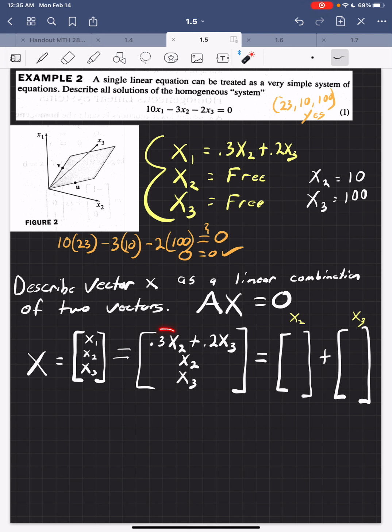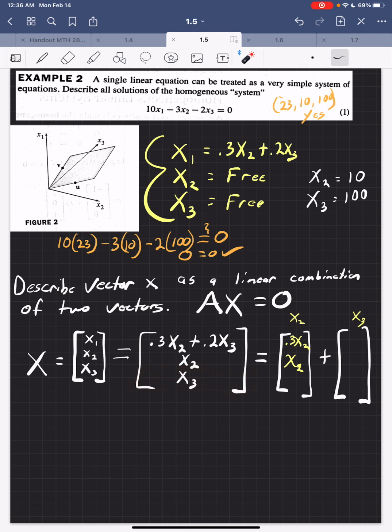So we're going to have 0.3 x sub 2. That's going to go in the x sub 2 vector. So 0.3 x sub 2. All right, well, x sub 2 is also going to go in the x sub 2 vector. And now when we go to the third row, well, are there any x sub 2's here?